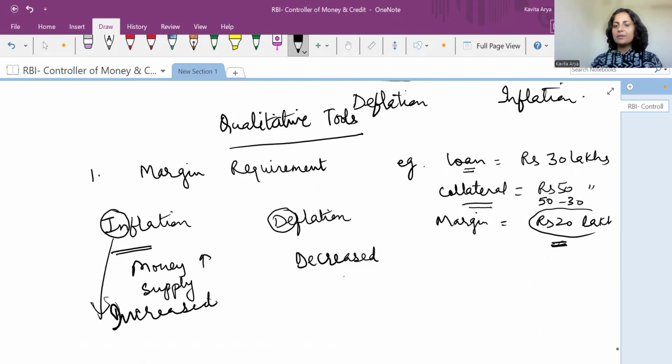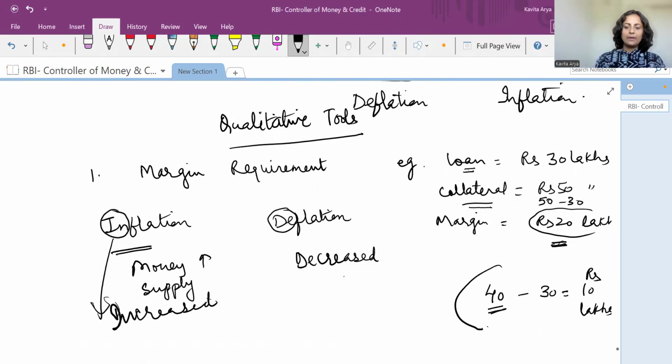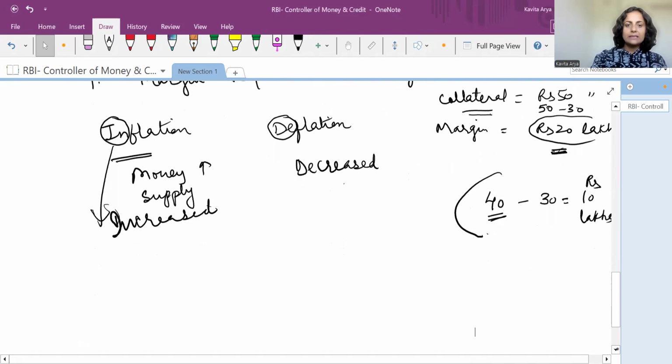In case of deflation, the margin required would be lesser. For example, for a loan worth rupees 30 lakhs, it's not 50 but 40 lakhs of collateral that is required. So banks keep a margin of 10 lakhs, and people are required to give a lesser value of collateral to the commercial banks. In this case, it would be a little easier for them, and hence the demand for loans would increase.